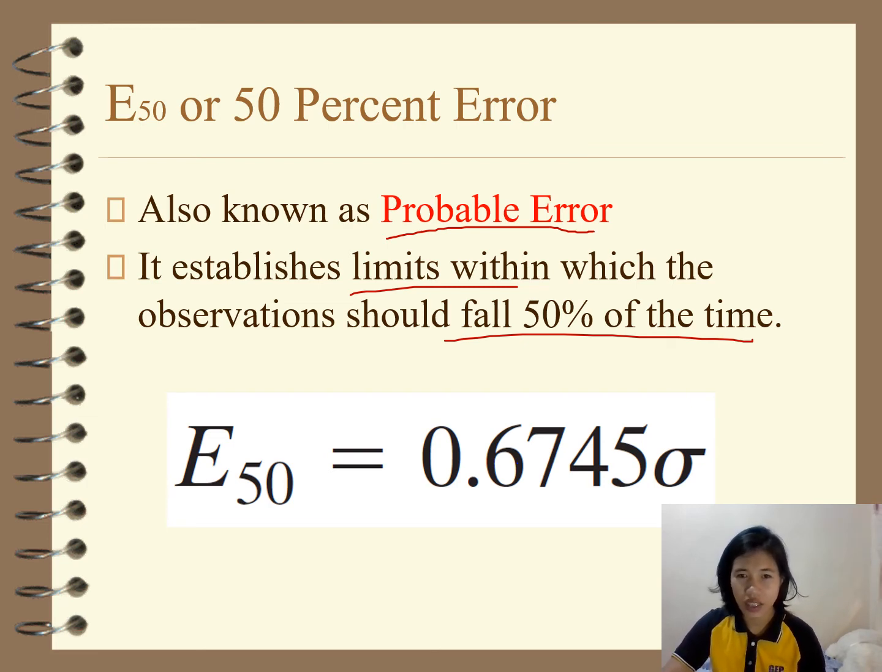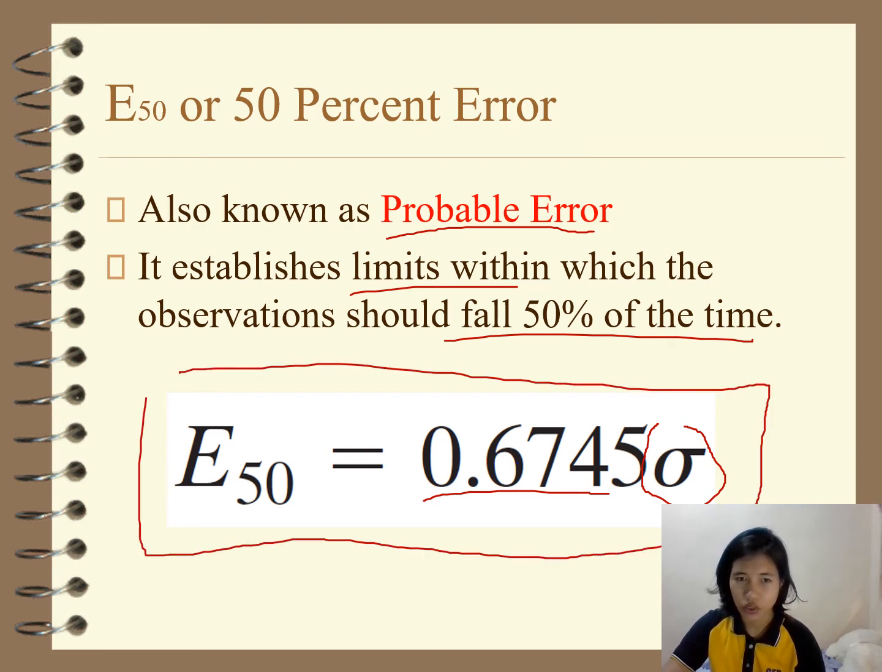You may ask where we get 0.6745. This is coming from the normal distribution curve. Times sigma error, this is sigma, which is plus or minus the square root of the summation of v squared over n minus 1. Are you familiar? If you go back to your surveying, that is 50-50, which means the value falls within or outside the range of the value.